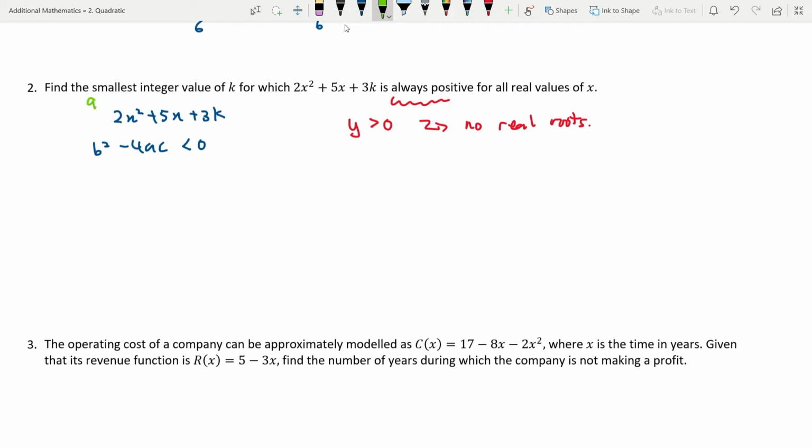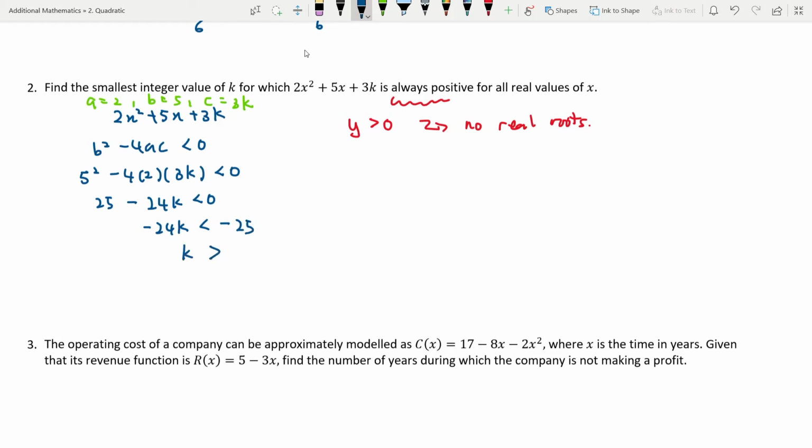From the expression, a is equal to 2, b is equal to 5, and c is equal to 3k. Substitute a, b, c into b² - 4ac < 0. We have 5² - 4 × 2 × 3k < 0. Simplify the inequality, we have 25 - 24k < 0. We continue to solve the inequality. -24k < -25.